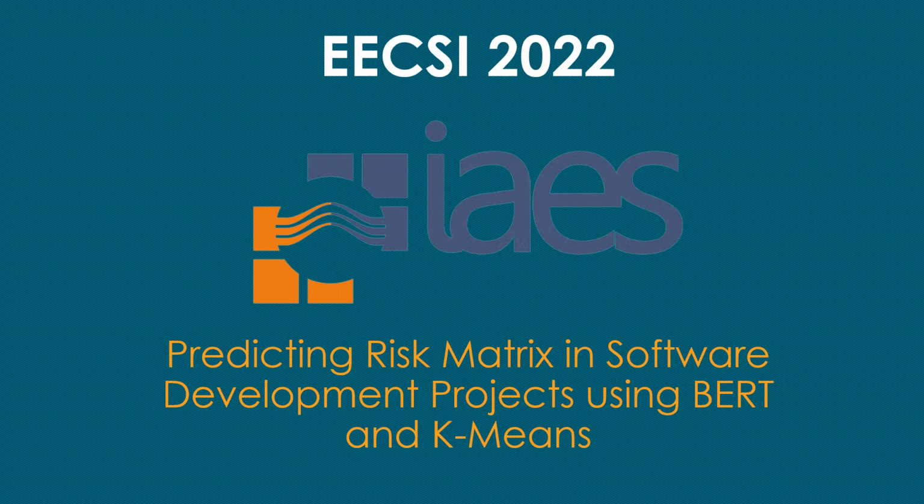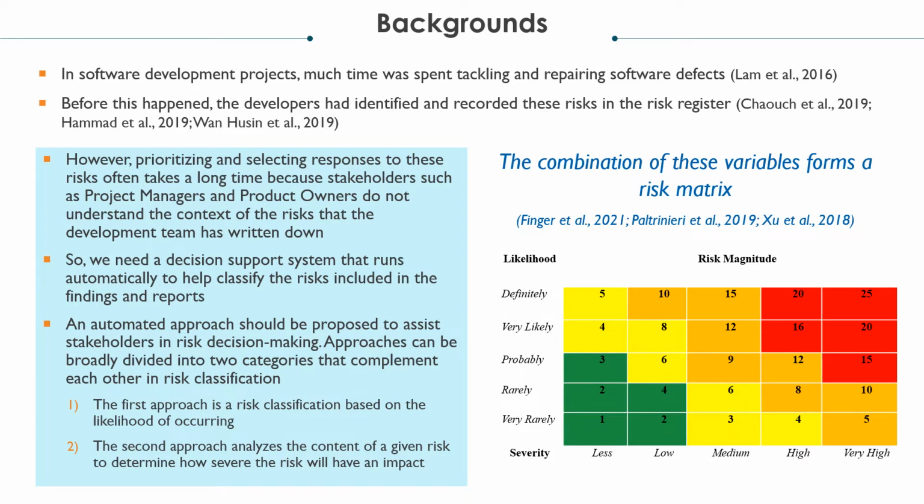Predicting risk matrix in software development projects using BERT and K-means. In software development projects, much time was spent tackling and repairing software defects. Before this happened, the developers had identified and recorded these risks in the risk register. However, prioritizing and selecting responses to these risks often takes a long time.